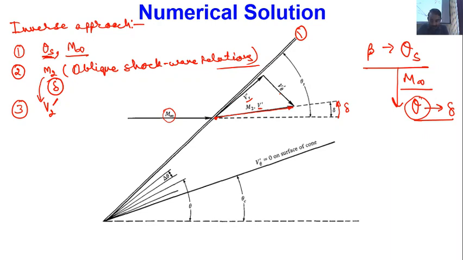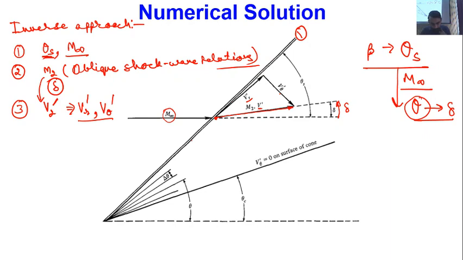Once V2 dash is known, and delta is also known, then what can I do? I can calculate the values of Vr dash and V theta dash. This will come from the geometry only. So just by assuming the shock wave angle theta s, I have got the values just on the downstream of this shock wave.